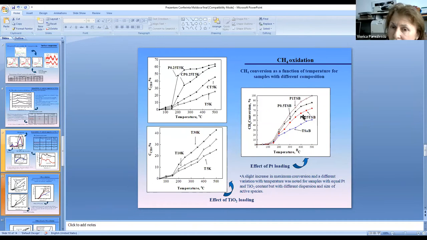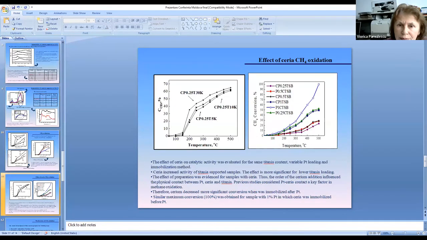Here we can see a higher maximum of conversion, but the variation with temperature is different. We explain this difference by different dispersion and diameter of platinum. In the case of samples with titania, we can see a lower conversion and the influence of titania concentration on the maximum conversion.